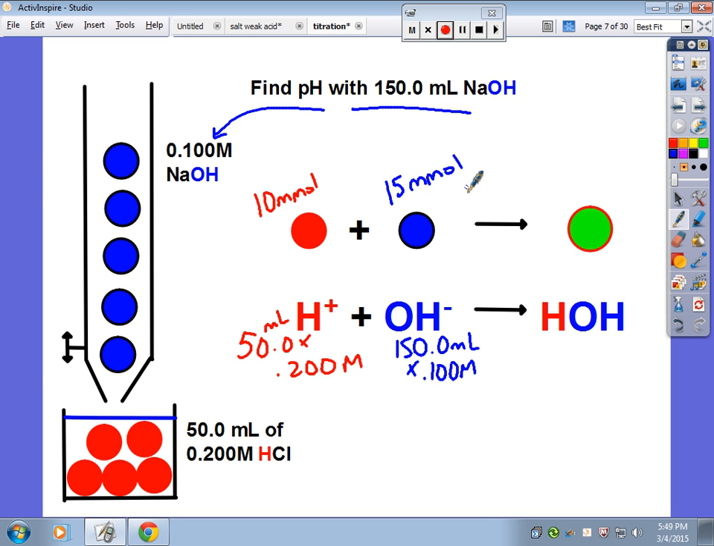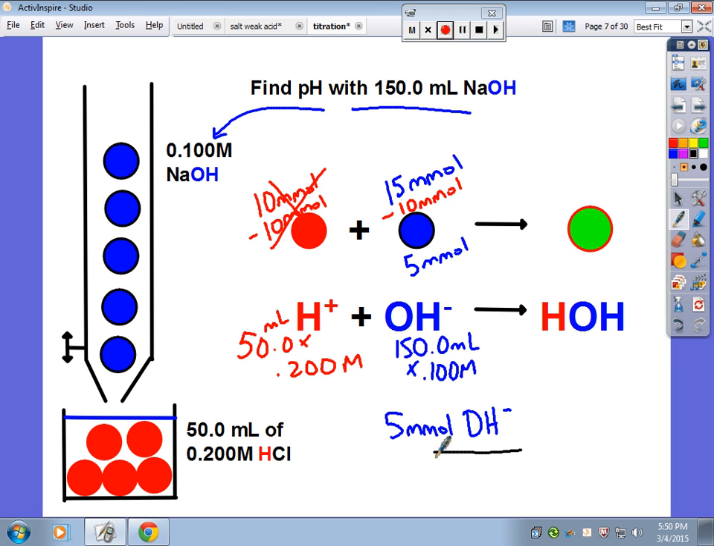So if you drop 15 circles that are blue into a container that has only 10 red circles, aren't you going to use the red circles up first? So now I'm going to subtract my red circles from my blue circles. And I have no red circles left at all, but I have leftover blue circles. I have 5 little millimole blue circles left over. And what do those represent? Those 5 little millimole blue circles represent my OH minus ion concentration. What's my new volume in here?